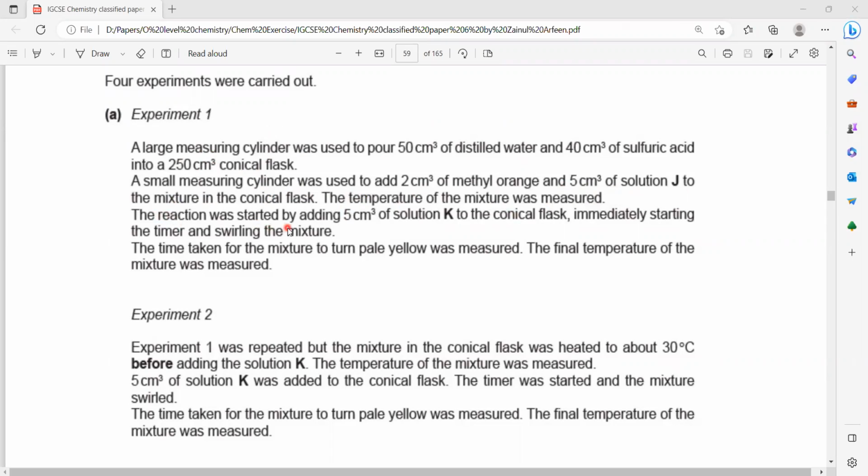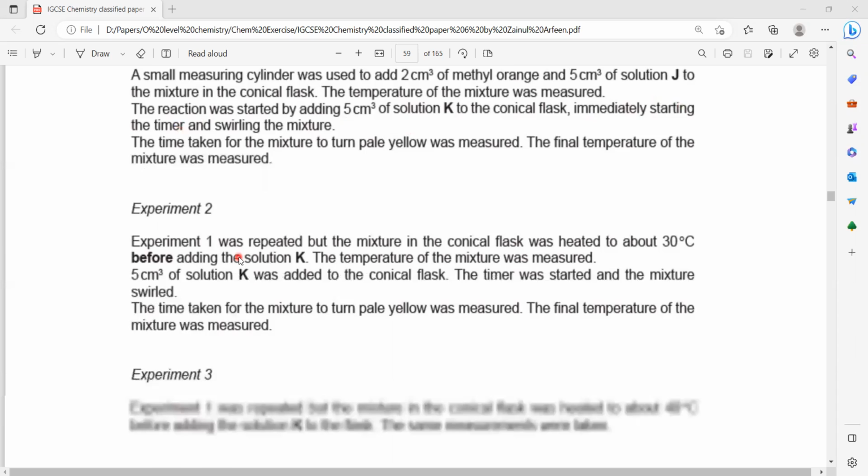The reaction was started by adding 5 cm³ of solution K to the conical flask, immediately starting the timer and swirling the mixture. The time taken for the mixture to turn light yellow or pale yellow was measured. The final temperature of the mixture was also measured.